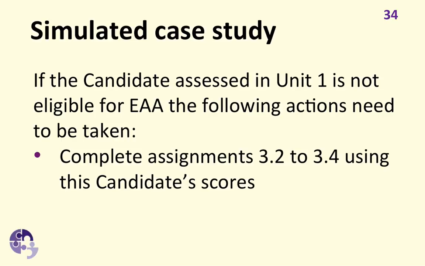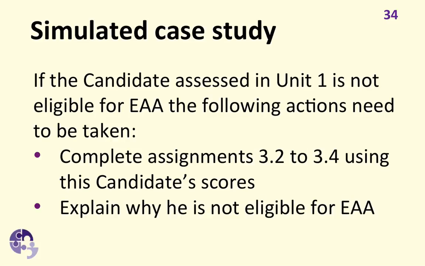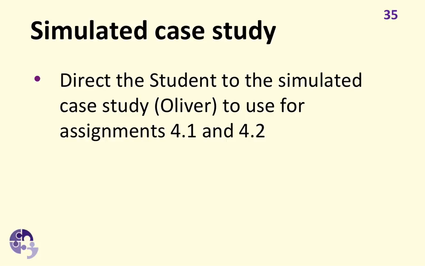They complete the assignments 3.2 to 3.4 using their candidate scores. So they're actually writing up the scores and analysing that. And then in the recommendations, they need to explain why he is not eligible for exam access arrangements. Once that is completed, they will have completed Unit 1.